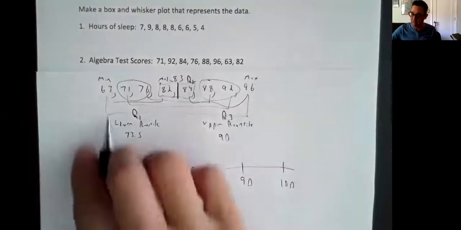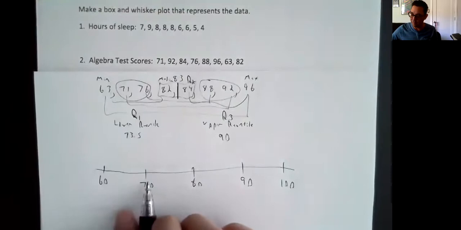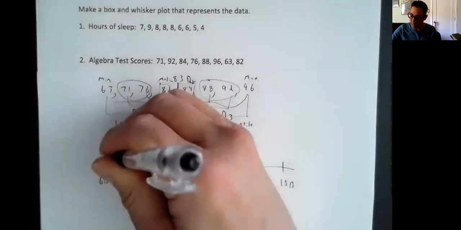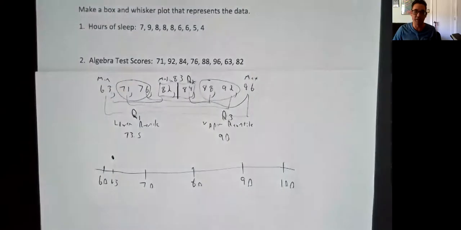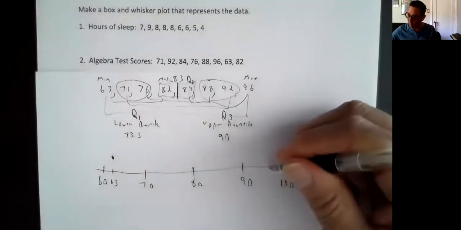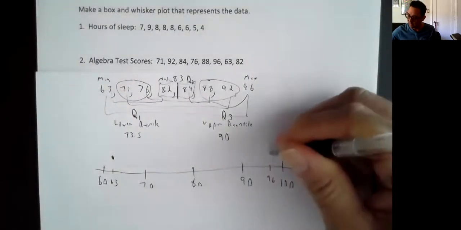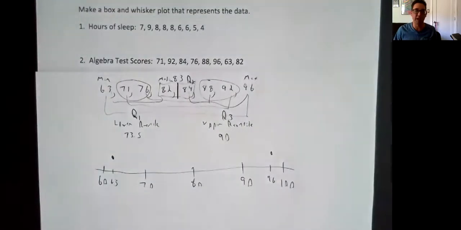Now, 63 is a little more than 60, but not too much more, so it's probably approximately there. I'll mark it as 63, so I know for sure. 96 is a little more than halfway. So there's 96. There's my max and my min. And I mark them with dots above the line.